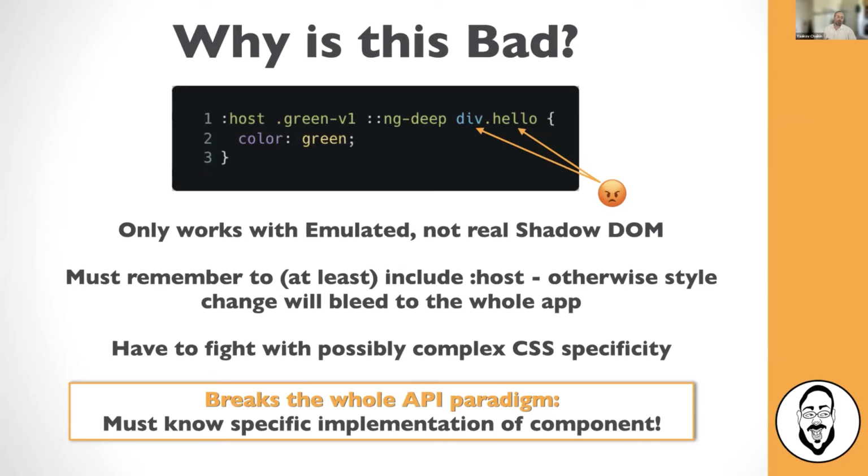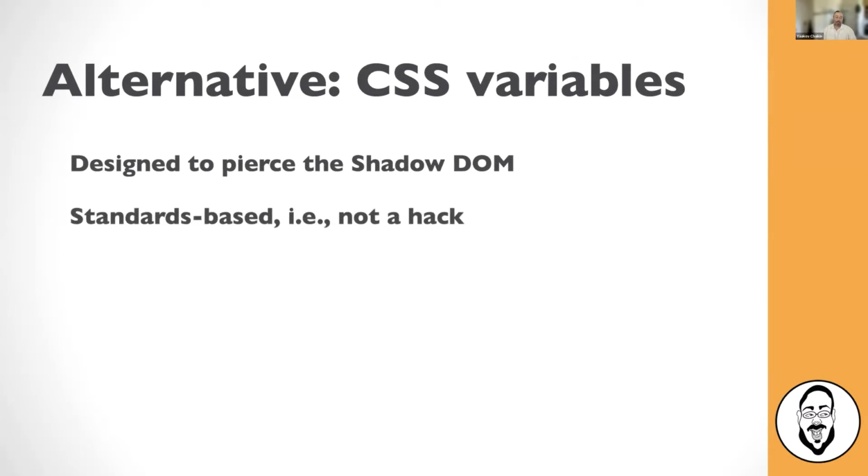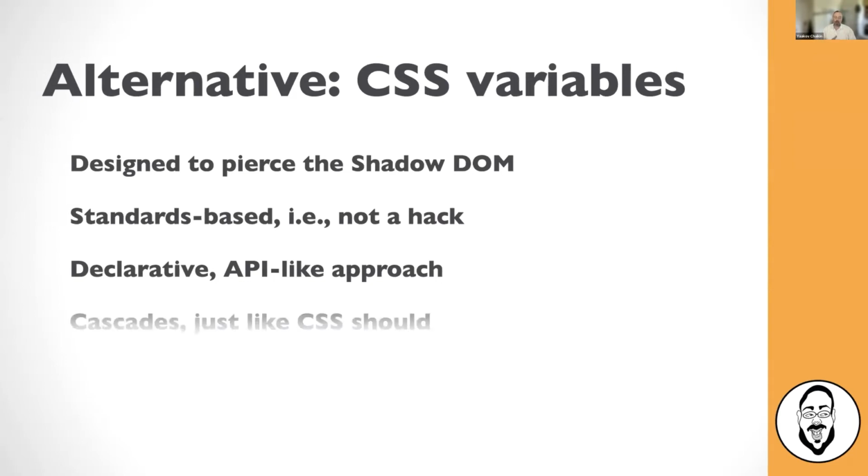So what's the alternative? One alternative is CSS variables. Why is that a good alternative? Well, number one, it's actually designed to pierce the shadow DOM. It's a standard, so it's not just a hack for how to pierce the shadow DOM. It's very declarative. You declare these variables, and it feels like an API-like approach.